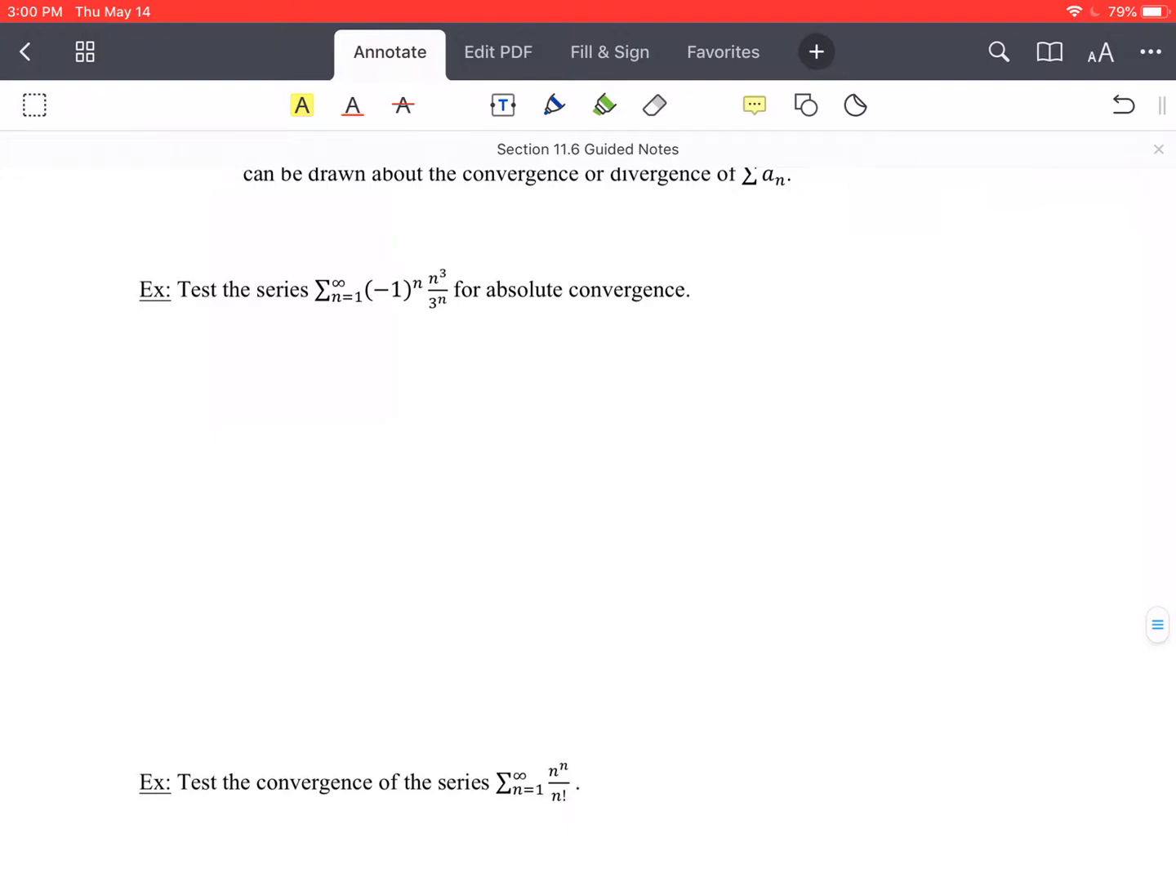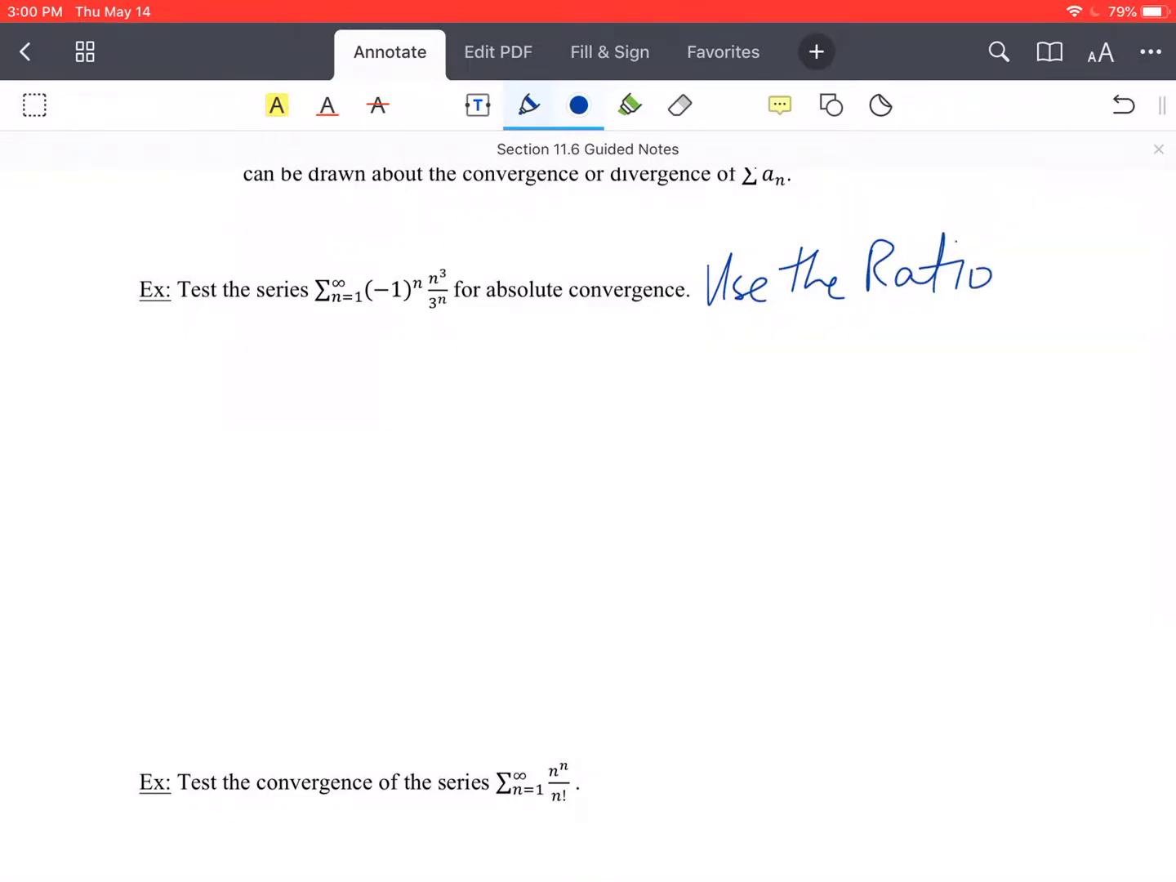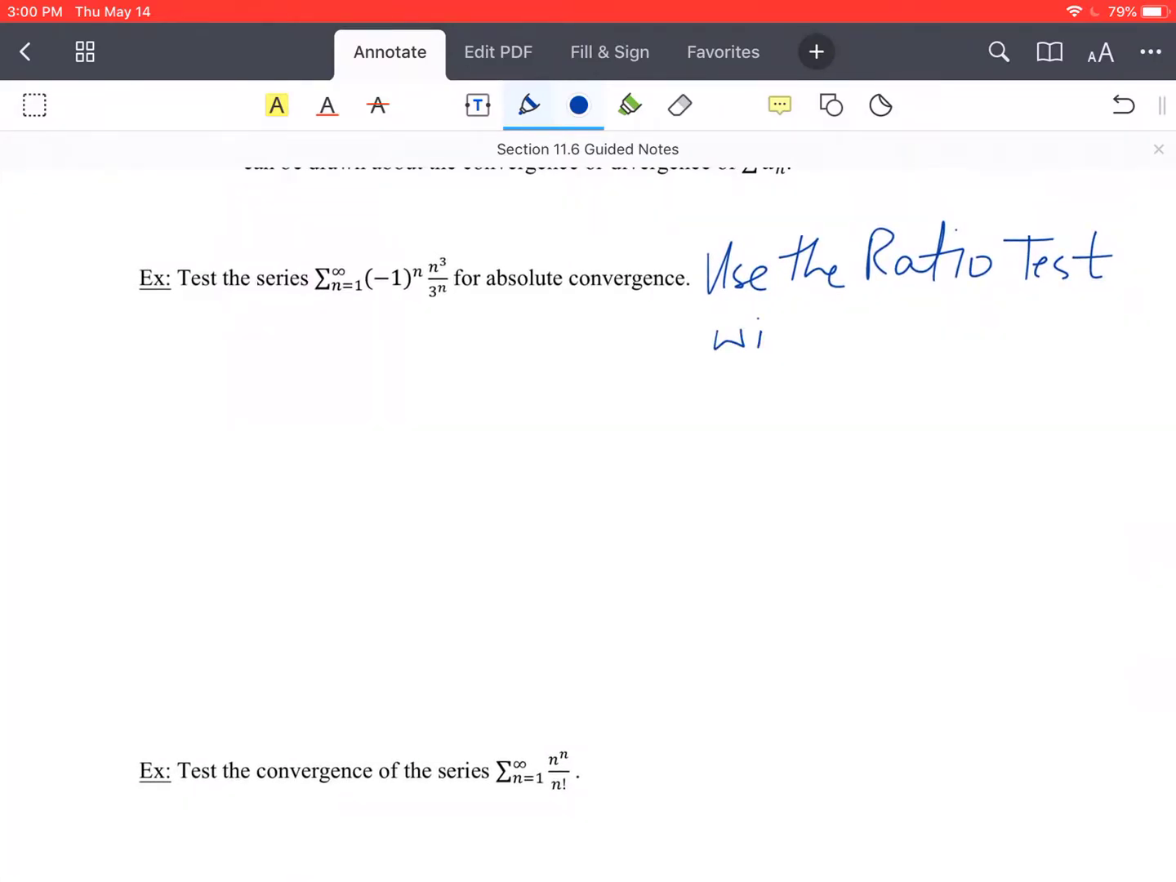So first up, we have the series negative 1 to the n times n cubed over 3 to the n. So we're going to use the ratio test with the series negative 1 to the n times n cubed over 3 to the n. Alright, so let's set up the absolute value of the ratio, a sub n plus 1 over a sub n.